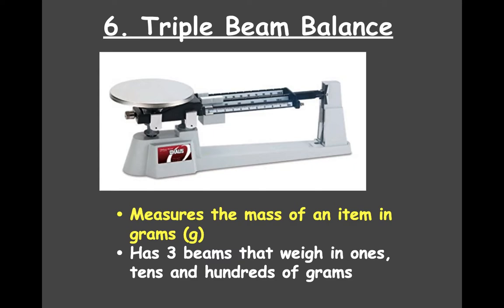The next piece of equipment we're going to talk about is a triple beam balance. It's going to measure the mass of an item in grams. It has 3 beams that weigh in ones, tens, and hundreds grams. You've probably seen this when you go to the doctor's office. Many times when you walk into the doctor's office, they have you stand on a scale, and the nurse adjusts the weights to the left and the right to find your weight.